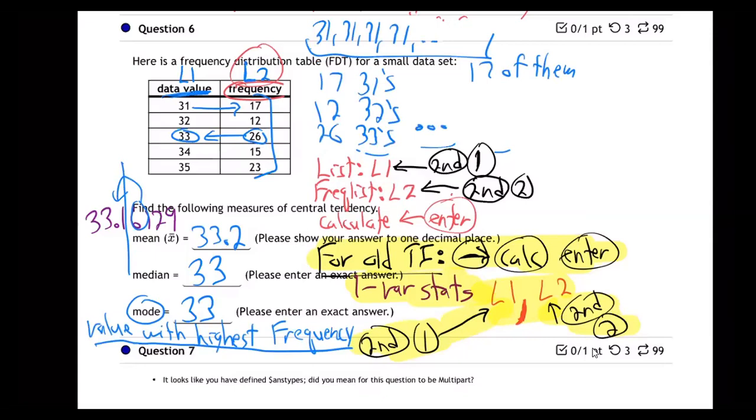This is just a convenient way, because we don't want to write 17 31s and then 12 32s and 26 33s. That'd be a big pain. Maybe these are quiz scores from a really large chemistry class that has, like, 80 people in it. 17 people got a quiz score of 31, and 12 people got a quiz score of 32, and 26 people, the most people, got a quiz score of 33. That's why it's the mode. It's the one that occurs the most.